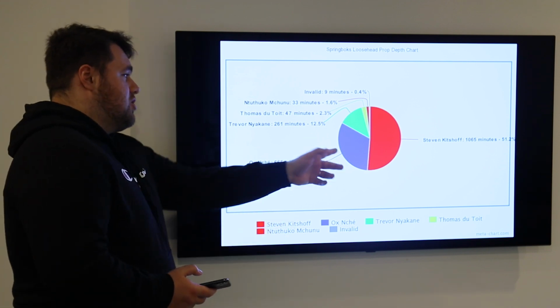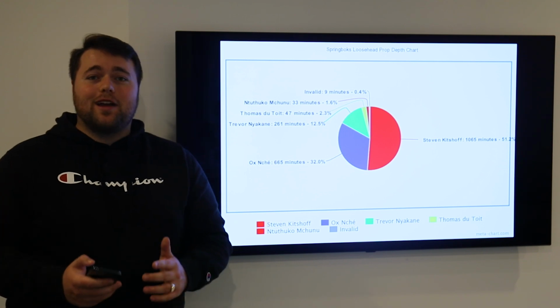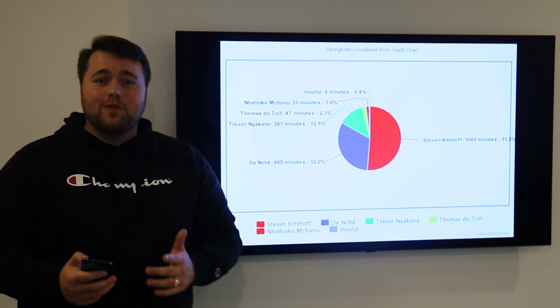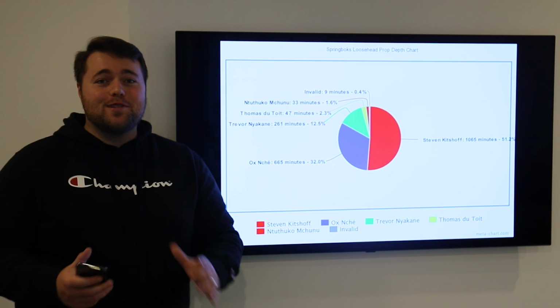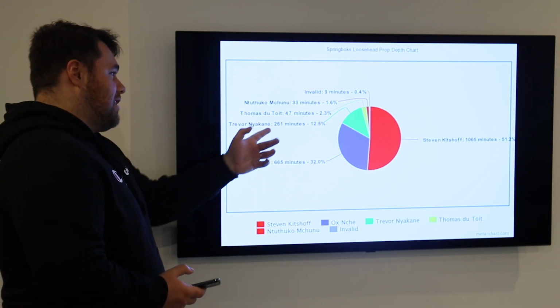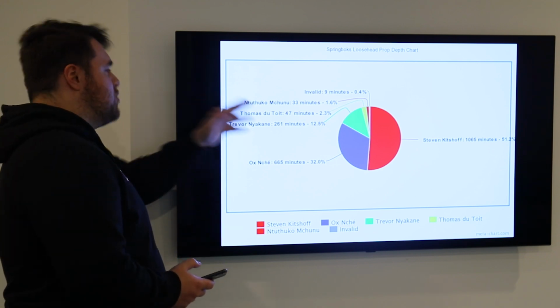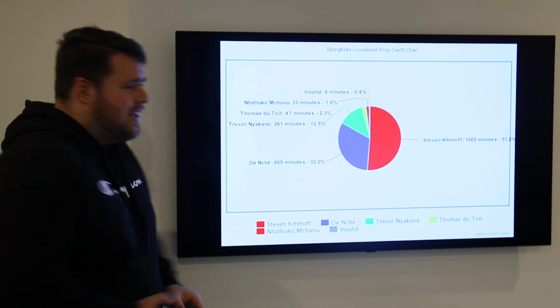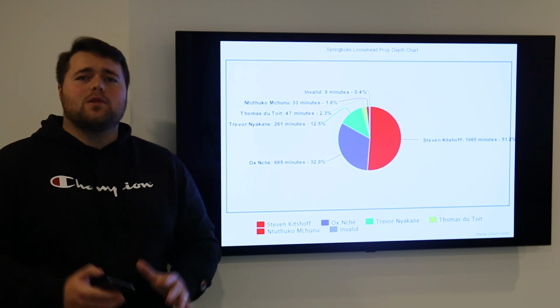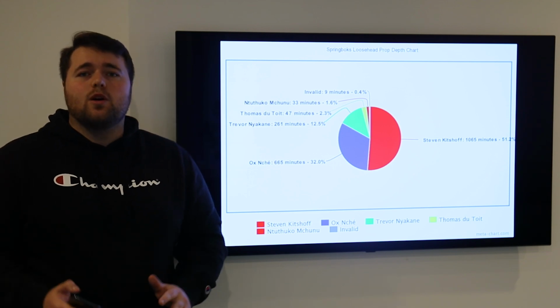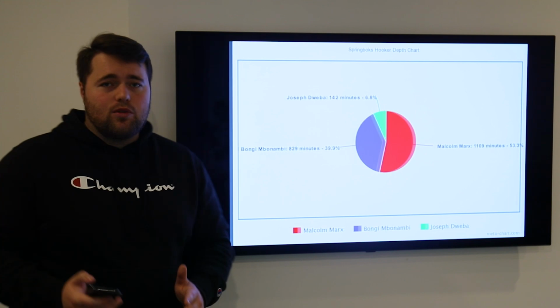As we can see, Ox Nche has really come to life and become a world-class player in recent years. I'm not just being nice because he follows me on Instagram. And as we can see, Trevor Nyakane, a very good backup. Now, the big question is, can Mchunu or can Du Toit get a few more minutes under their belts for this jersey? That's, I think, going to be big for them this year in 2023.